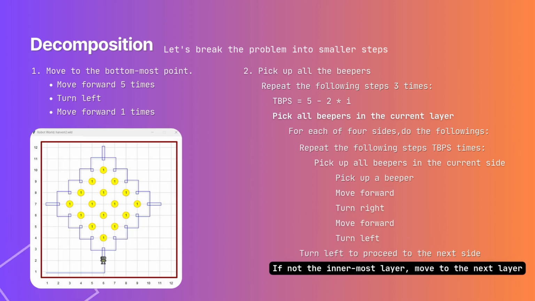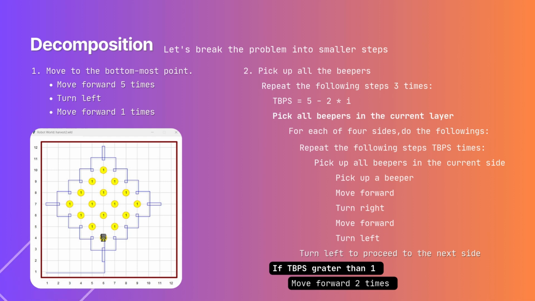How does the robot move to the next layer if it's not the innermost one? To determine this, the robot checks the number of beepers per side. If the number is different from 1, which indicates it's not in the innermost layer, the robot proceeds to the next layer by moving forward 2 times. This move ensures that the robot transitions smoothly from one layer to the next, positioning itself at the bottommost point of the new layer. By doing so, the robot can continue its task of picking up beepers in the outer and middle layers before finally reaching the innermost layer, where it picks up the last set of beepers and finishes the task.